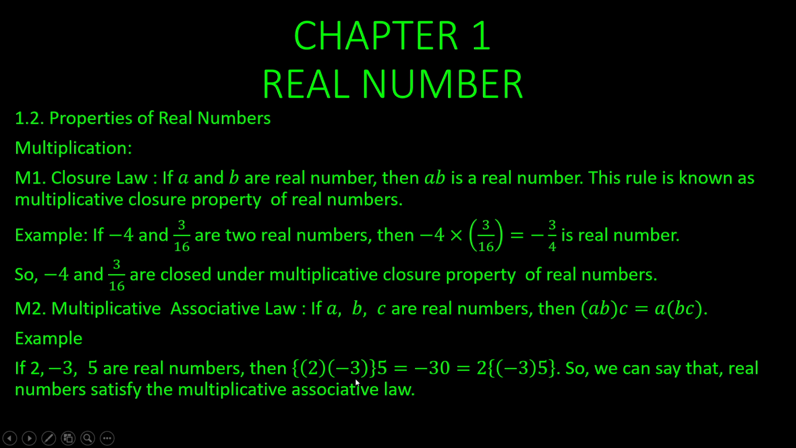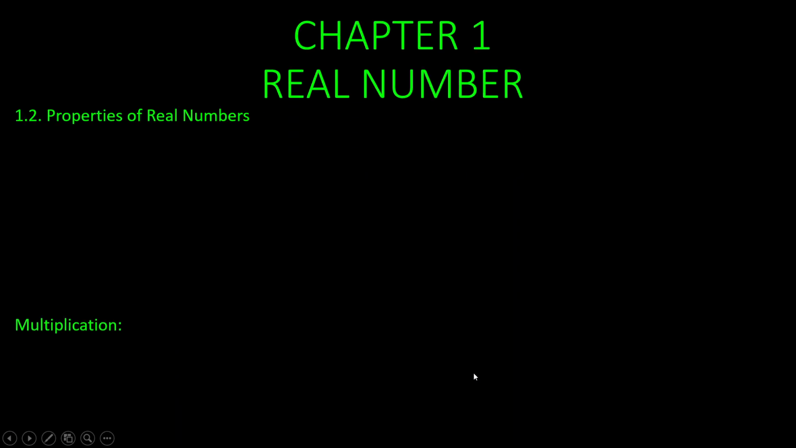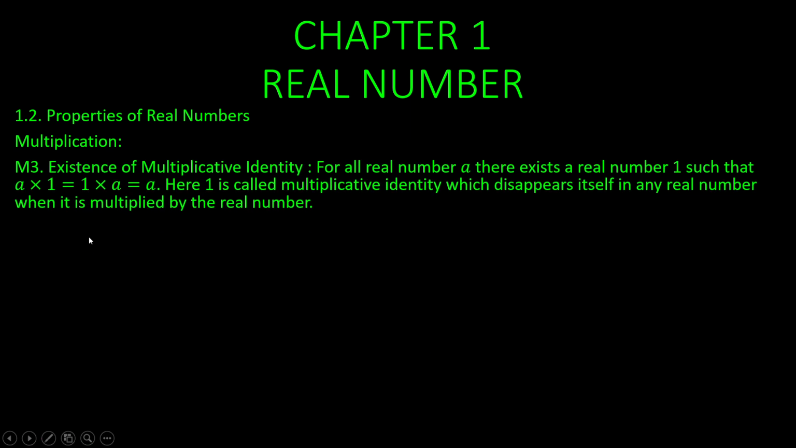Example, we consider 2, minus 3 and 5 are real numbers. Then we multiply the product of 2 and minus 3 by 5, we find minus 30. Again, we multiply the product of the last two numbers, minus 3 and 5, by the first number, we get minus 30. So we can say that the real numbers satisfy the multiplicative associative law.